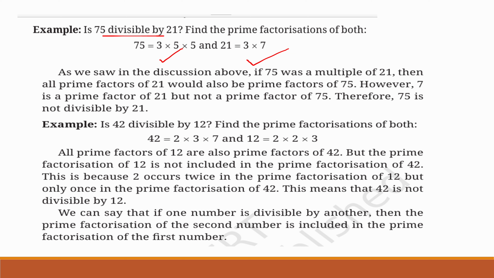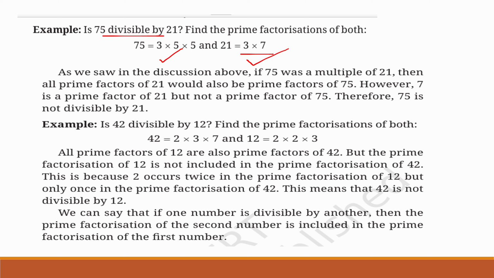No. Why? If one number is divisible by another number, then the prime factorization of the second number must be included in the prime factorization of the first number. See here, the prime factorization of the second number, that is 21, is 3 into 7. But 3 into 7 is not included in the prime factorization of 75. Only 3 is there. 7 is not there. So, 75 is not divisible by 21.